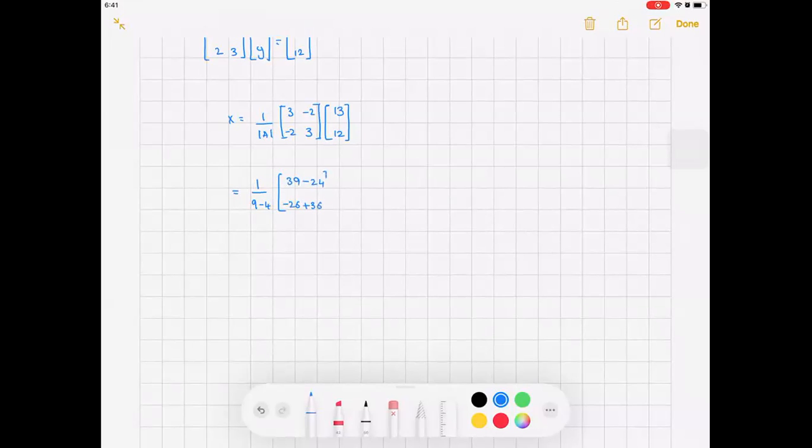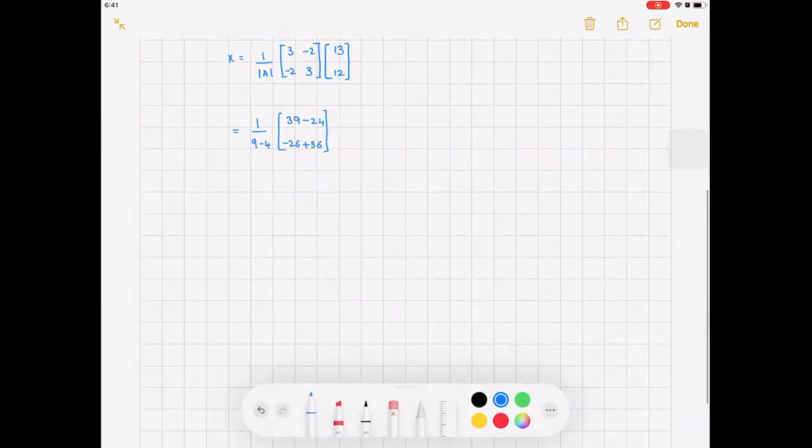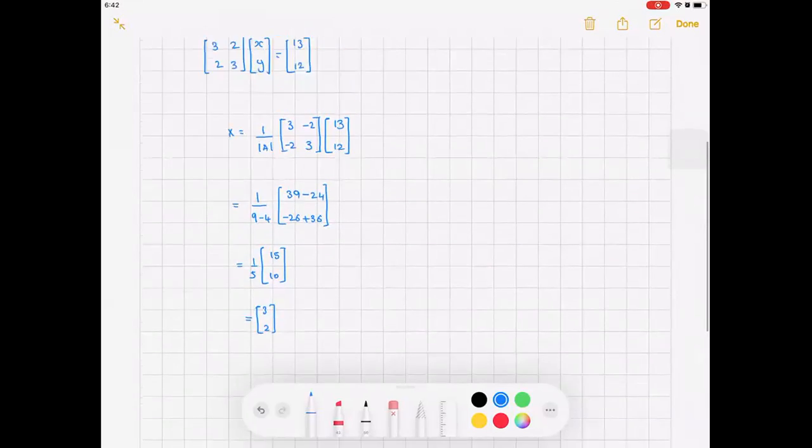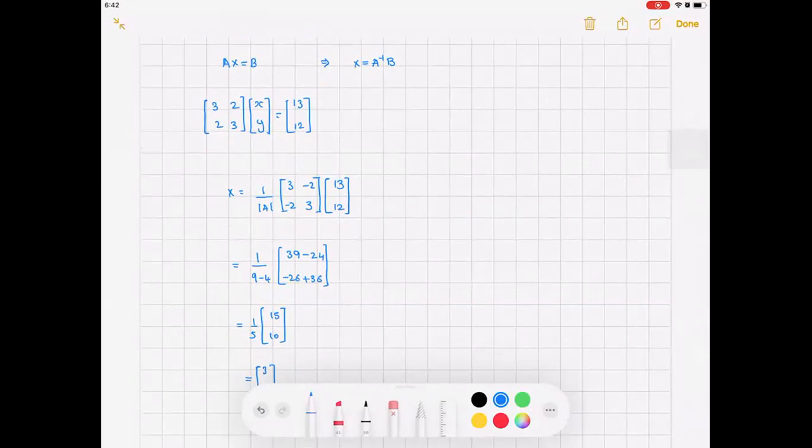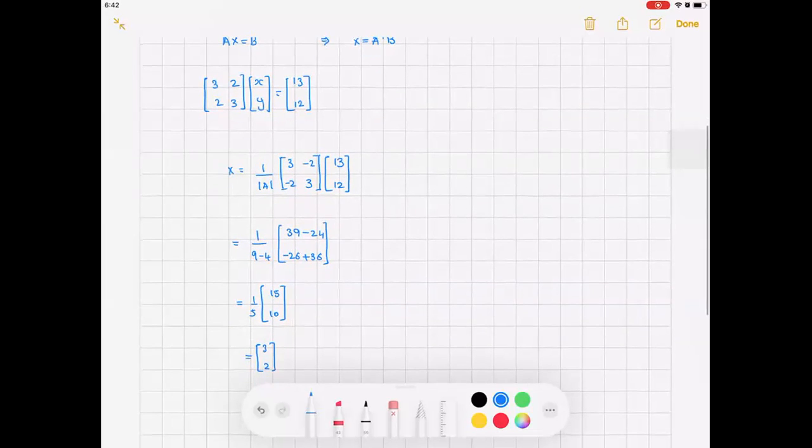plus 36, 1 by 5. 15 or 10, which is equal to 3 and 2. So this type of inversion method also works for a 3x3 matrix. So நம்ம inverse of a 3x3 matrix கண்டுபிடிச்சு அது கூட b matrix multiply பண்ணும்போது we'll get the solution x.